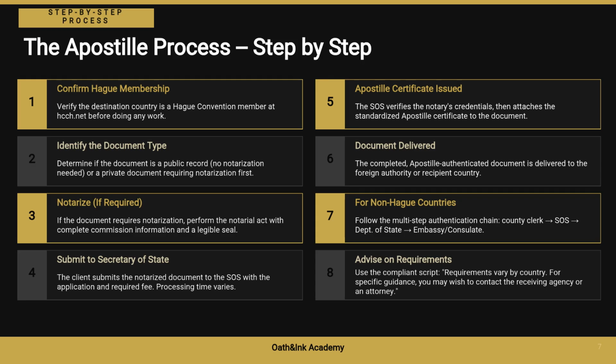Let us look at the complete 8-step process. Steps 1 and 2 happen before any work begins, confirming the destination country and identifying the document type. This determines whether notarization is even needed. Steps 3 through 5 are the core process. Notarize if required, submit to the Secretary of State, and receive the apostille. Many clients believe the notary handles the entire process. Steps 4 and 5 belong to the client and the state. Steps 7 and 8 address non-Hague situations and your legal communication obligations.